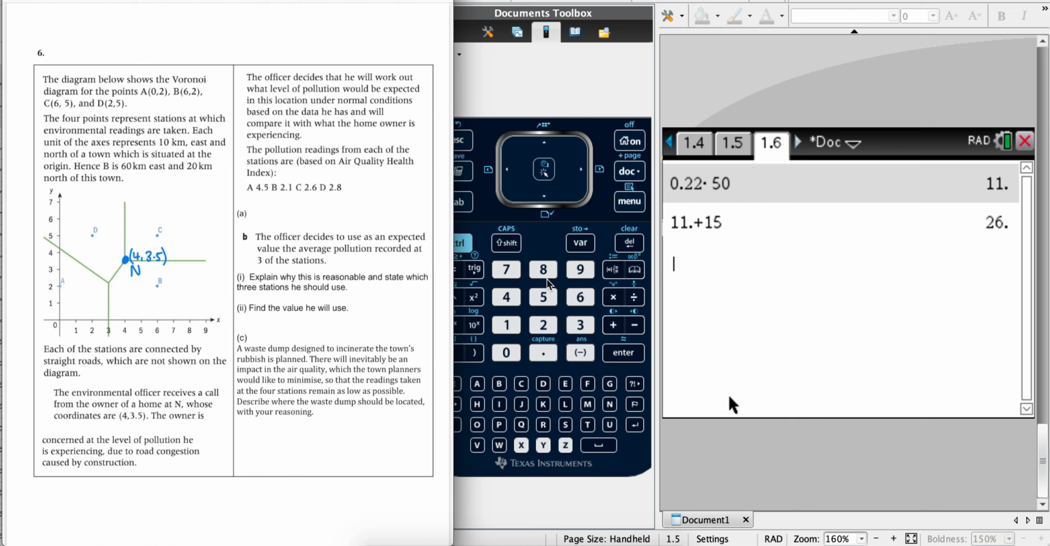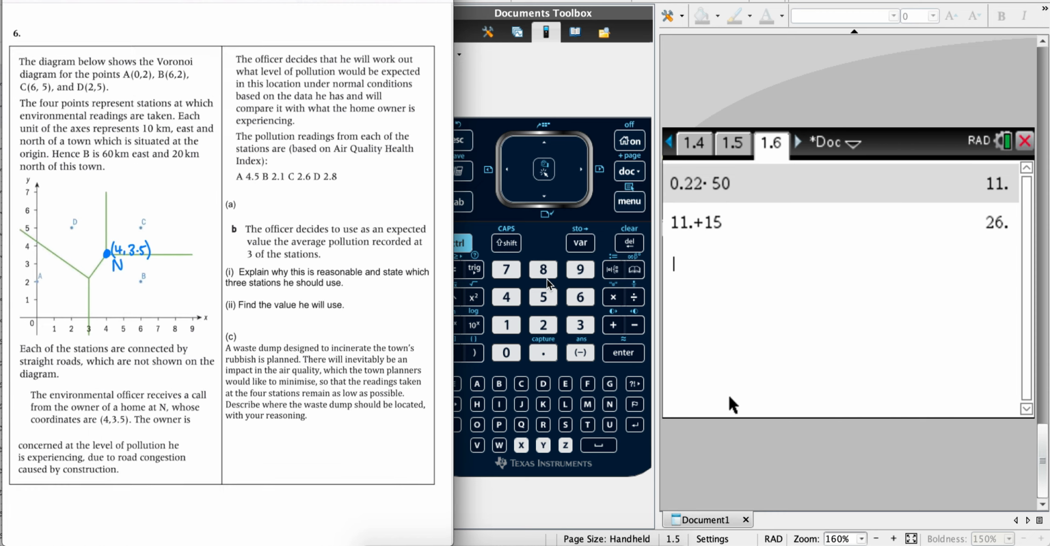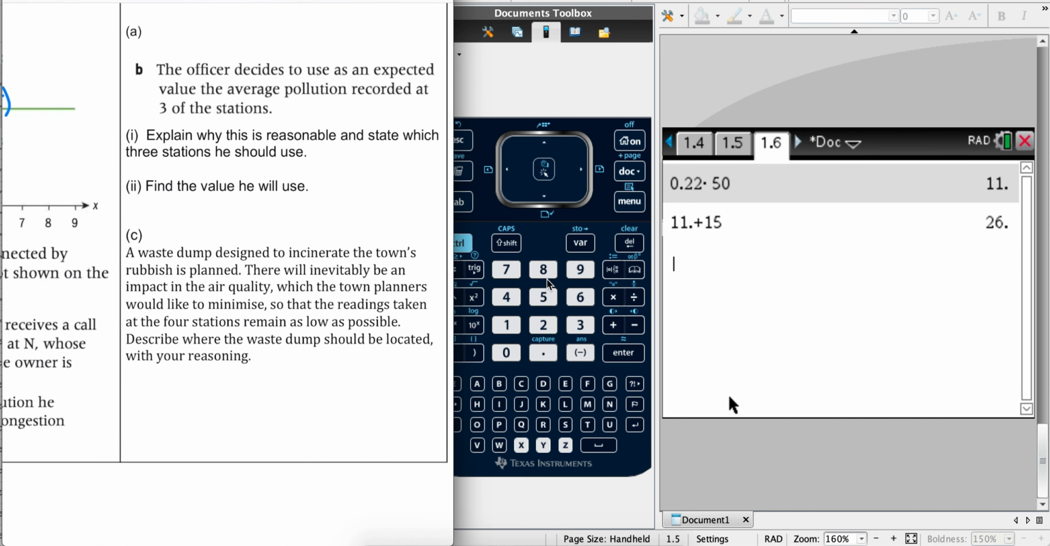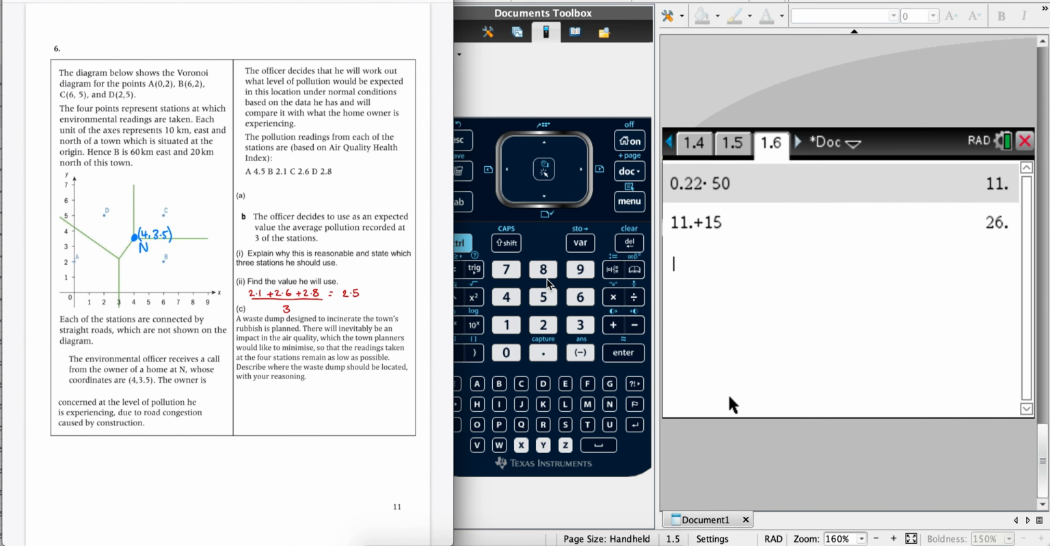Okay, so there was 2 marks there to explain why and where. So using B, C, and D is the first mark, and then placing it at N is the second mark because of the distance. And then for the second part of that question, we want to find the value he'll use. So that's just saying that he uses the average of those 3 towns. And the values of that were 2.1, 2.6, so for B, C, and D, and 2.8. So to find an average, we divide by how many we've got, and therefore his reading at that place is probably going to be 2.5. So there was 1 mark for that section.